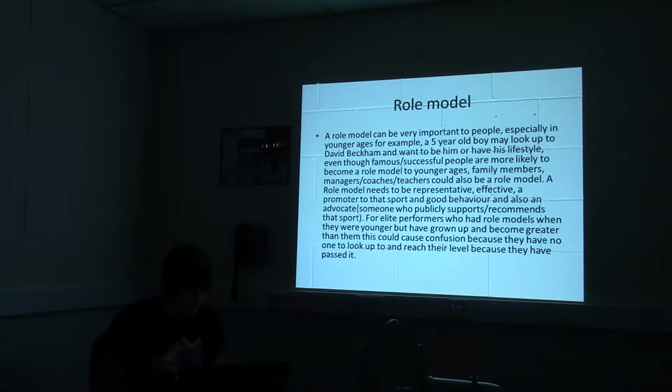A role model. A role model can be very important to people, especially at younger ages. For example, a 5-year-old boy may look up to David Beckham and want to be him or have his lifestyle. Even though famous and successful people are more likely to become role models to the young, family members, managers, coaches and teachers could also be role models. A role model needs to be representative, effective and a promoter of that sport and good behaviour, and also an advocate, someone who publicly supports and recommends that sport.